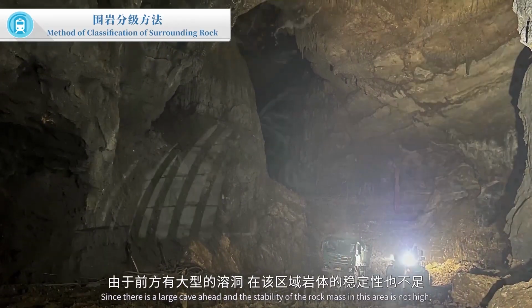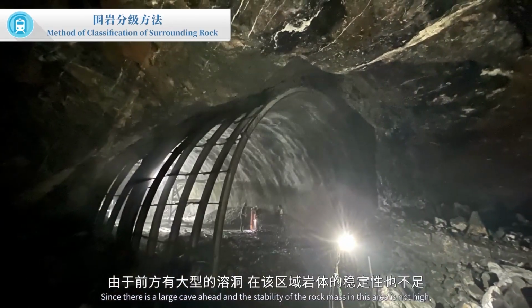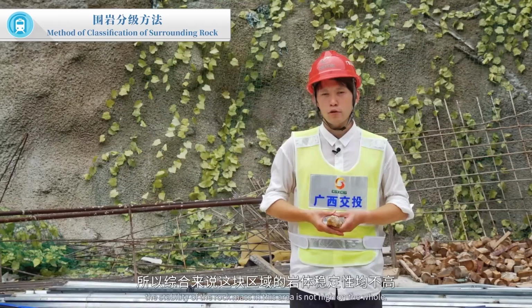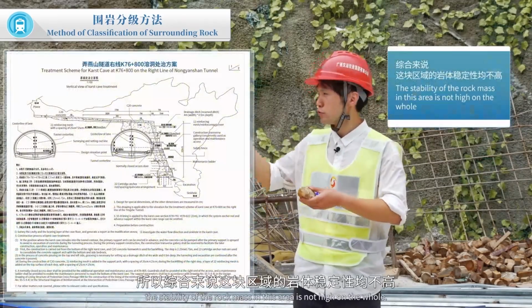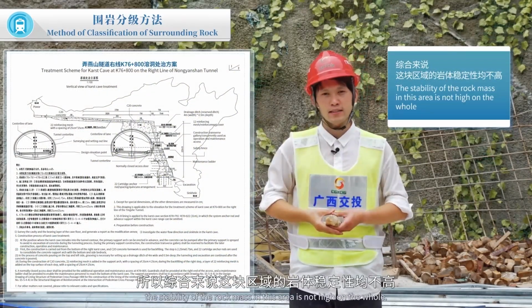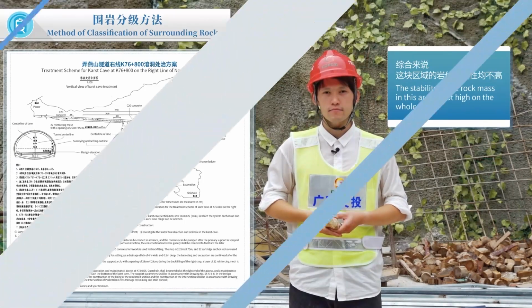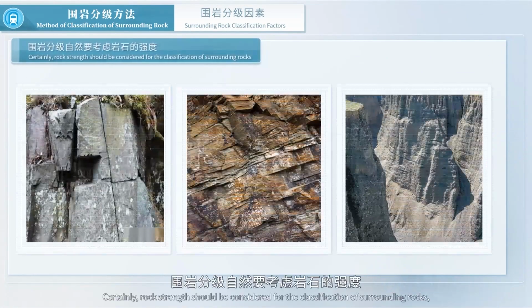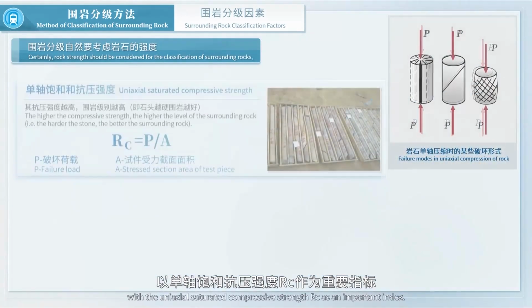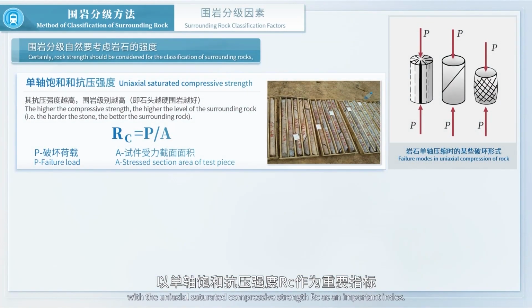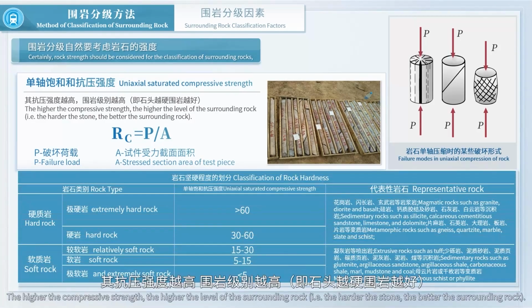Since there is a large cave ahead, the stability of the rock mass in this area is not high on the whole. Certainly, rock strength should be considered for the classification of surrounding rocks, with the uniaxial saturated compressive strength Rc as an important index. The higher the compressive strength, the higher the level of the surrounding rock, i.e. the harder the stone, the better the surrounding rock.